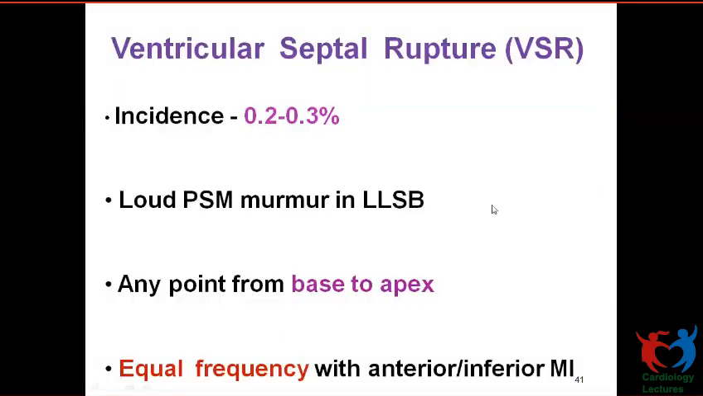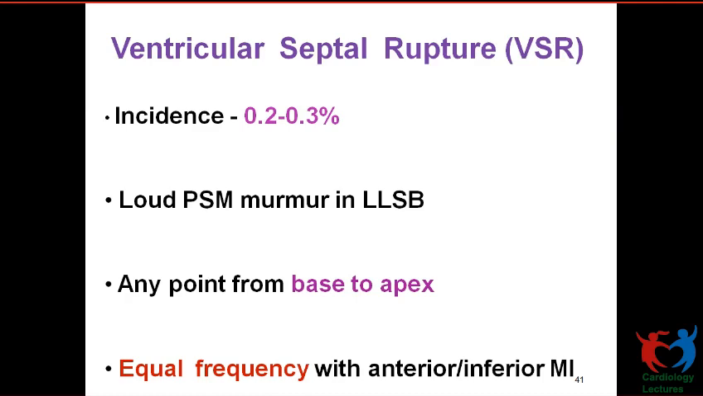So incidence again, it's around 0.2% in the post-thrombolytic era. Pre-thrombolytic era it is 2%. So thrombolysis has decreased the incidence here, unlike the free wall rupture. Invariably you hear a loud pansystolic murmur at the lower sternal border. Whenever you hear a loud systolic murmur, it has to be VSR, because most often the MR murmurs are either soft or not audible. So always look for a systolic murmur.